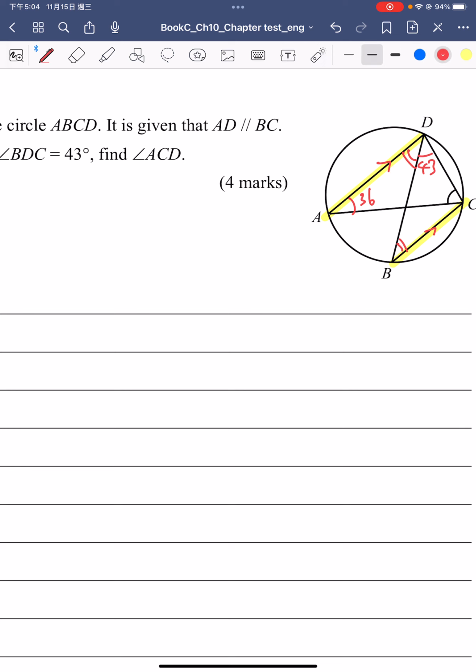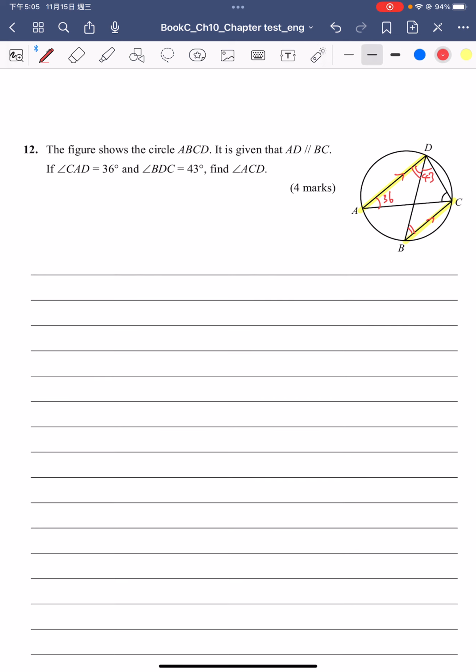Then we can just write down what we think. First of all, we can say that angle ADB is equal to angle DBC. Again, angle ADB is equal to angle DBC by using the reason of alternating angles, and then we have AD parallel to BC. So that's the first part.